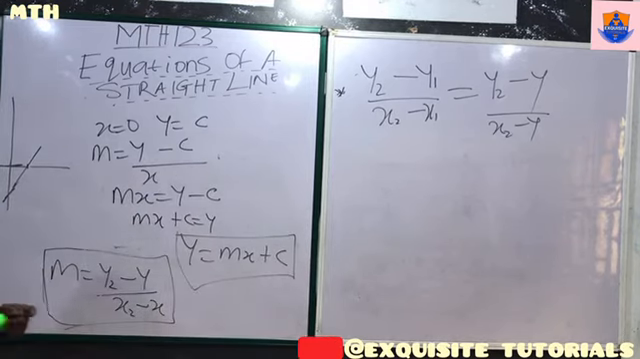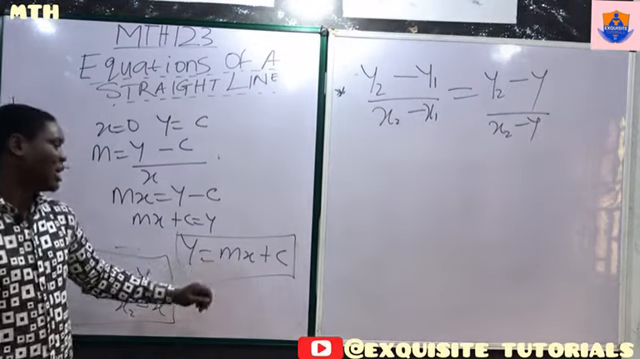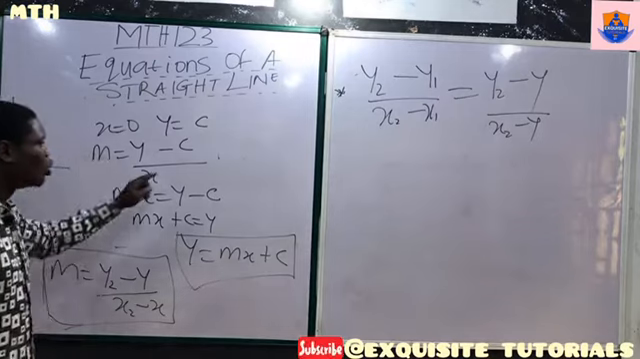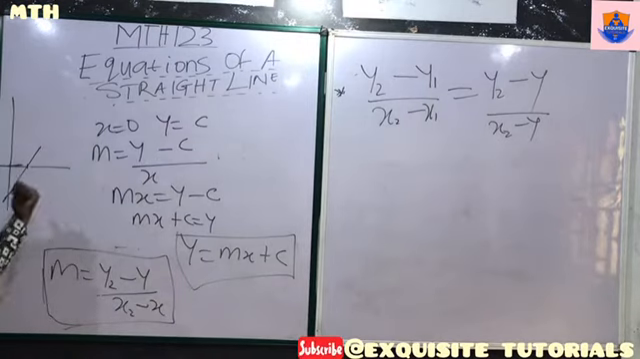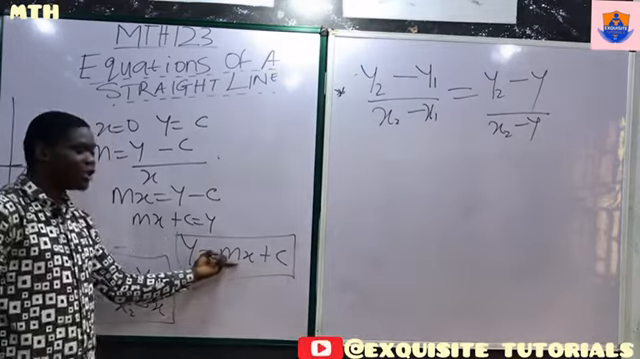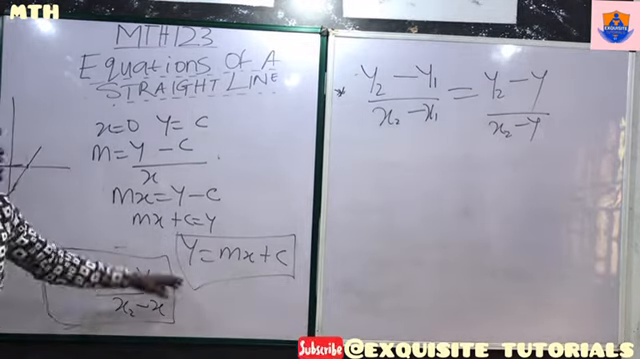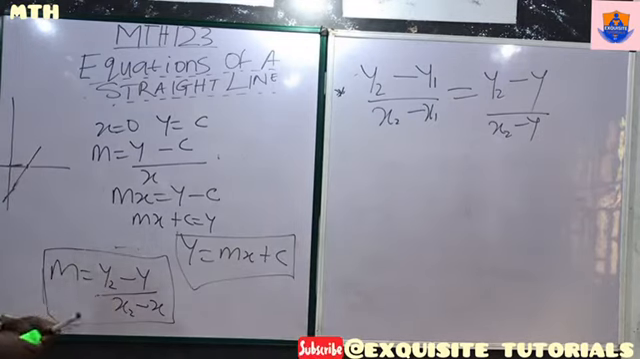This is the commonest form of the equation of a straight line, where you are given the gradient of the line and the intercept on the y-axis, not on the x-axis. If you are given the intercept on the y-axis and the gradient of the line, you can form the equation of that straight line. This is the third form of the equation of a straight line.